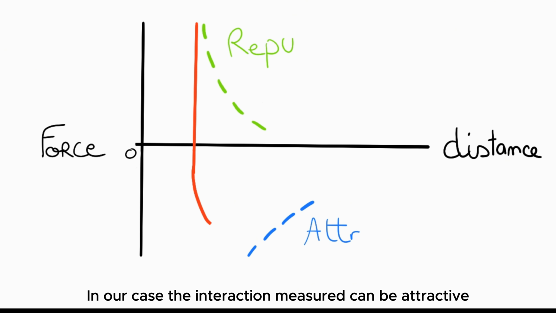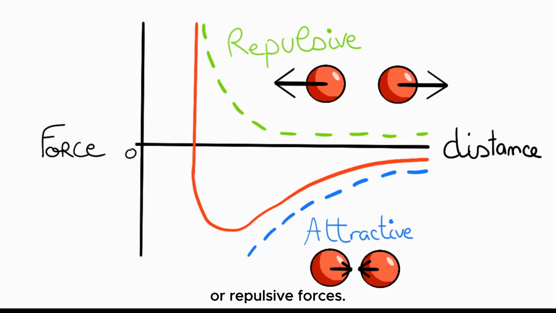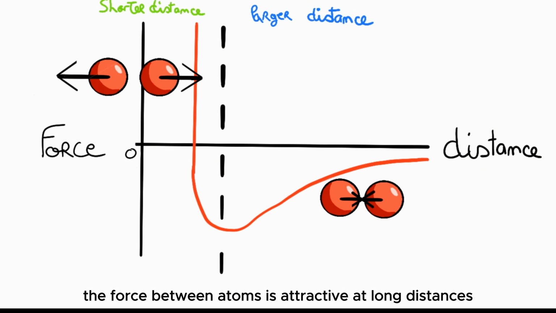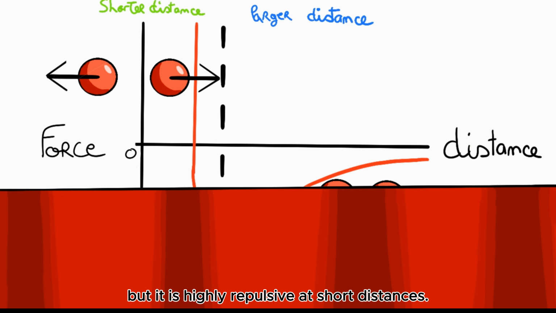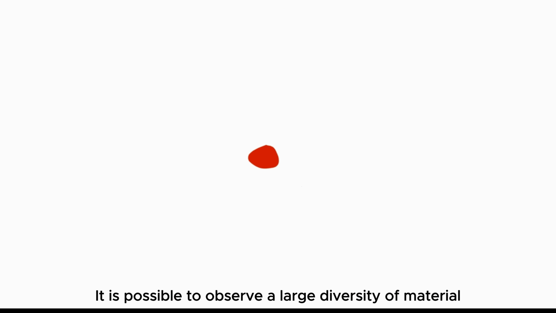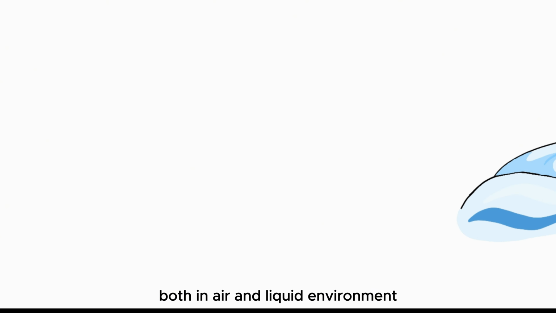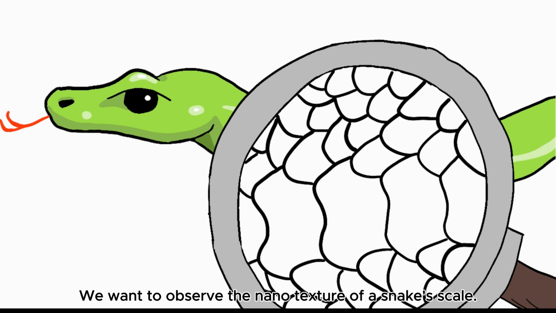In our case, the interaction measured can be attractive or repulsive forces. Indeed, the force between atoms is attractive at long distance, but it is highly repulsive at short distances. It is possible to observe a large diversity of material, both in air and liquid environment. But today's subject is biological. We want to observe the nanotexture of a snake scale.